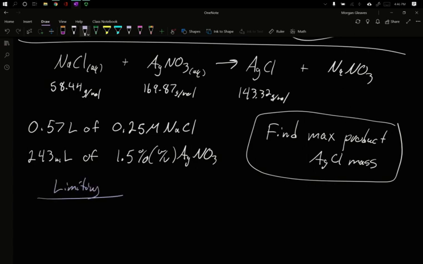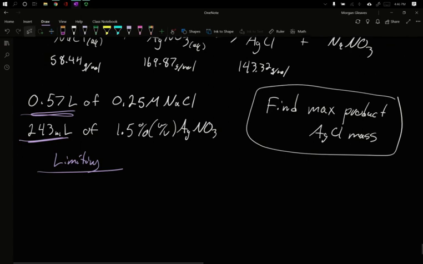In order to solve how much product I will make, I need to know which of these I don't have enough of. Luckily, the process of figuring that out will actually tell us how much product we make. We need to take the starting amounts of each and use that to find what is the maximum each could produce of our silver chloride. Whichever produces less, that was our limiting reagent.